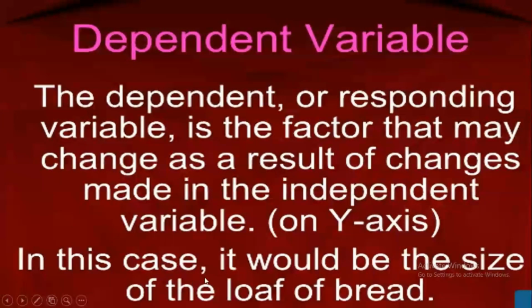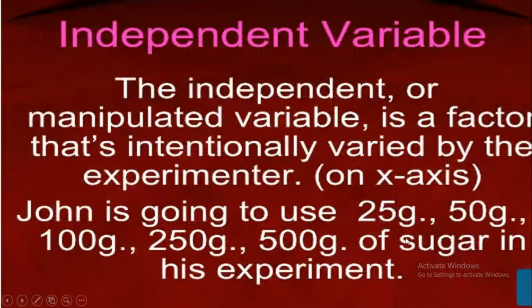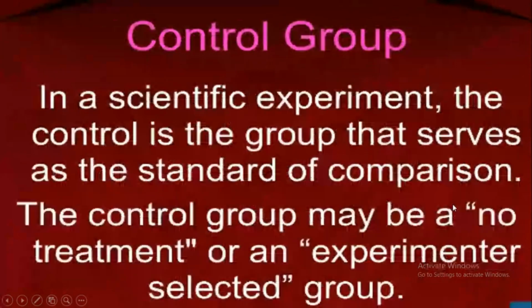So in this case, it would be the size of the loaf of bread, right? The size of the loaf of bread is basically depending on the quantity of sugar here. So that is why it is called the dependent variable.